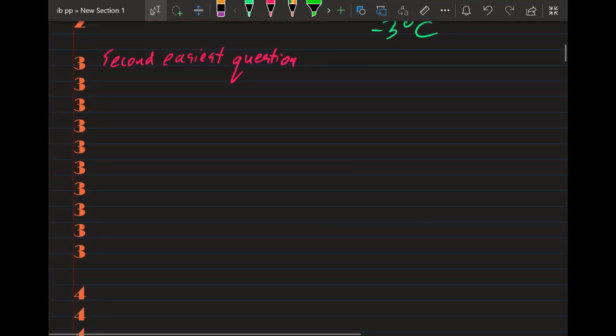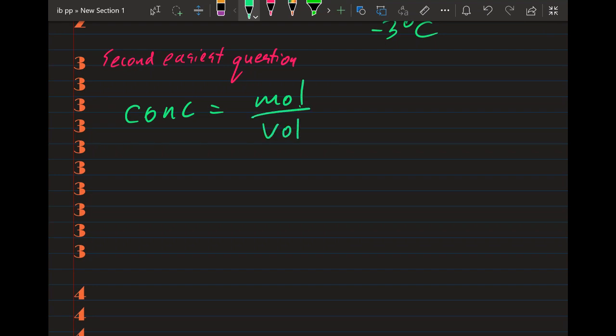Number 3 was the second easiest question. A little bit of stoichiometry. So concentration is going to be moles over volume. So I can see the trick with the volume. You've got to convert to decimeters cubed. So divide that by 1,000 to get decimeters cubed. Have they given me the moles? No, they're giving me the mass, so I can handle that. Moles is mass over molar mass. So that's 0.5 divided by 84.